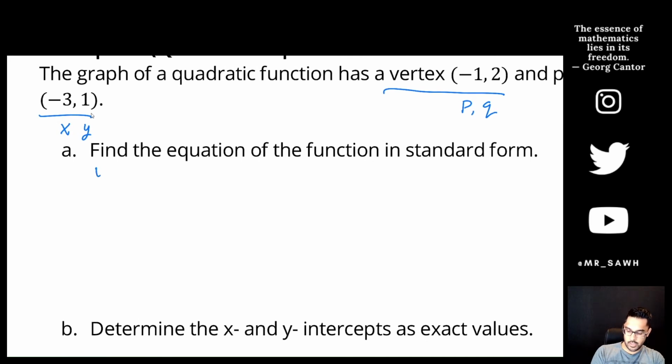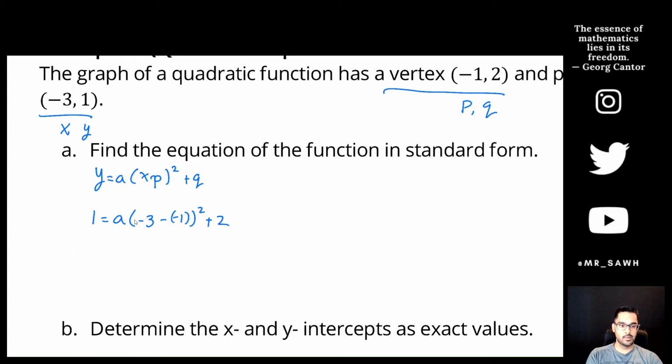So here's our equation. y equals a, x minus p squared plus q. And I know that if I put all the numbers where they're supposed to be, 1 is going to be y, a is unknown, x is 3, there's a negative built into the equation, p is negative 1, gets squared, and I'm going to add q to it, which is 2. Everything's where it's supposed to be. Our only job now is to simplify and solve for a.